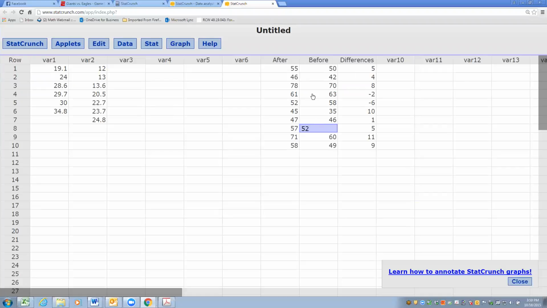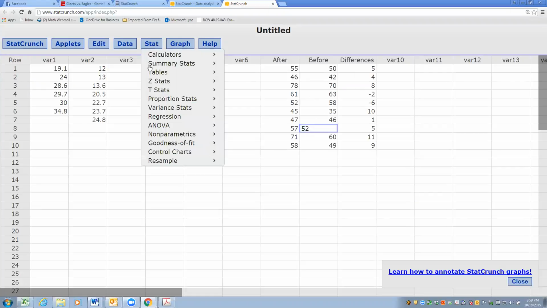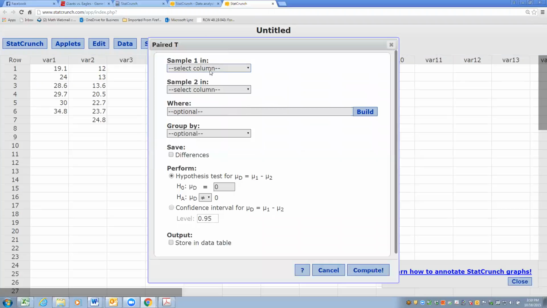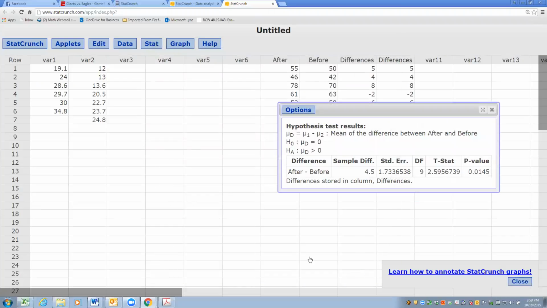Okay. To do this, I will do Stat, T Stats, Paired, because they are paired together. I want to look at after versus before, and I want the after to be greater than the before, so I want the difference to be positive. If I click this little box, it will show me the differences. And I get then a t-test statistic of 2.596, roughly.